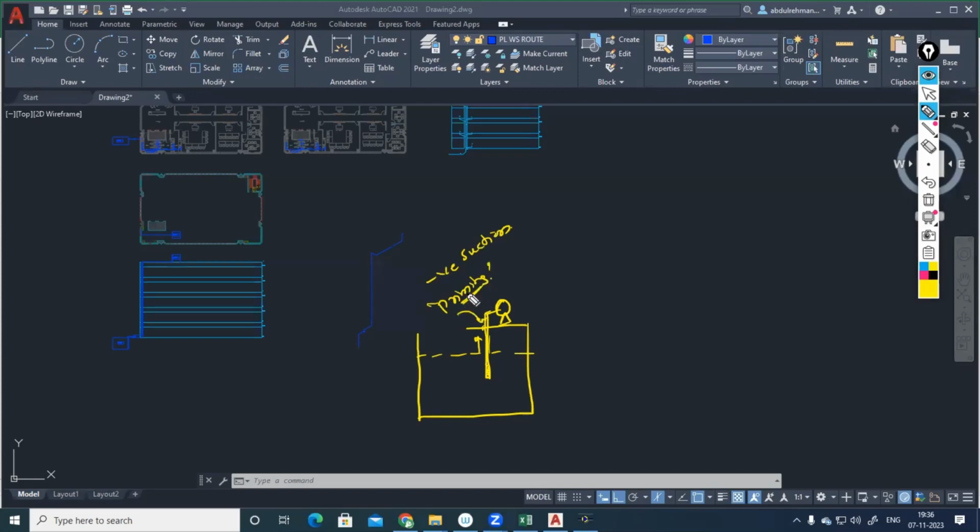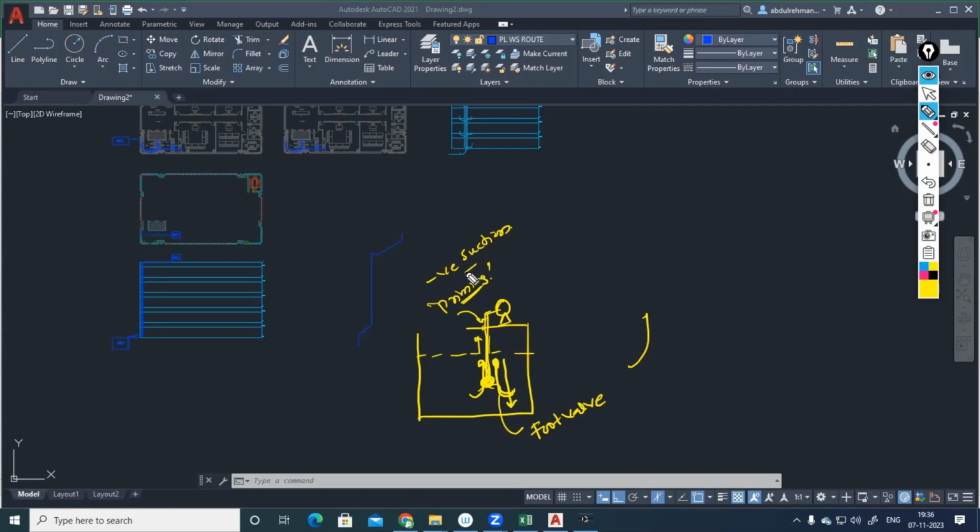Priming has to be done for negative suction. Also, you have to make sure that once we are filling the water in the suction pipe, it should not go back to the tank. So for a negative suction pump, we will be providing a valve called a foot valve. A foot valve is a unidirectional valve that will allow the water to flow only one side. Water will not be coming back to the tank again.